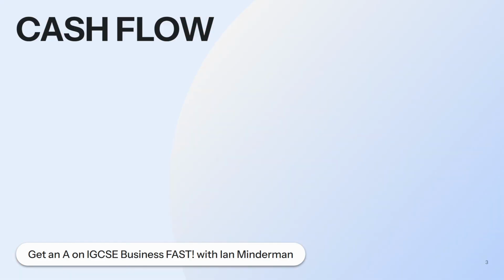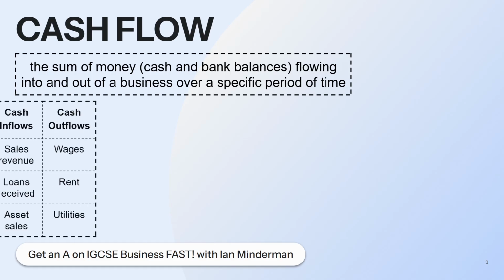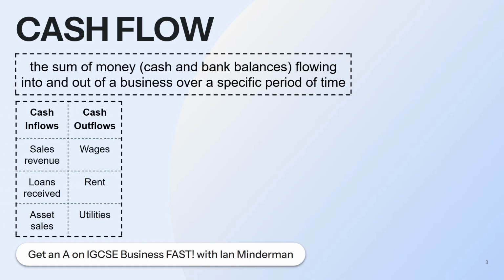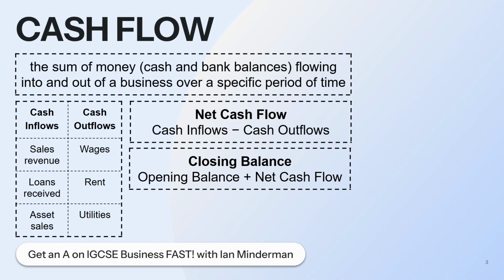But first, we're going to talk about cash flow. Cash flow is the sum of money, cash, and bank balances flowing into and out of a business over a specific period of time. Cash inflows are things like sales revenue, loans received, asset sales, whereas cash outflows are wages, rent, utilities, because those are things you have to pay out of the business. A key metric that you really need to know is net cash flow. Cash inflows minus cash outflows. Pretty simple. Closing balance, opening balance plus net cash flow.